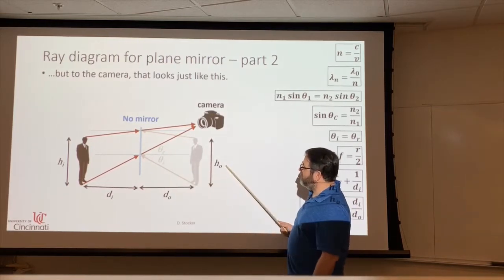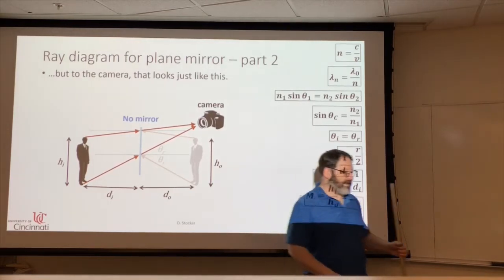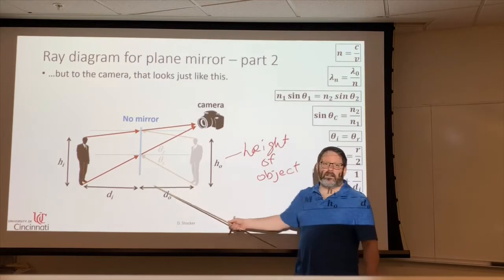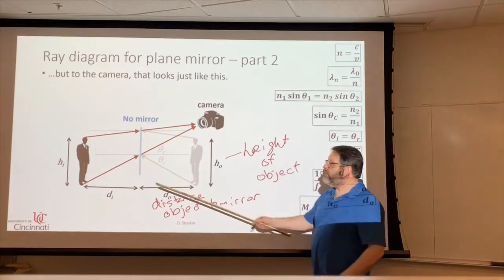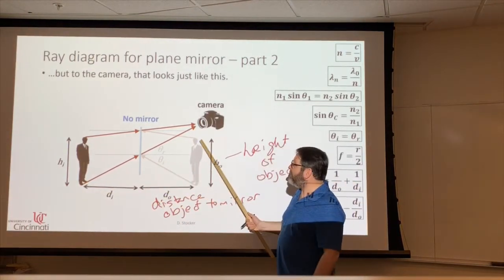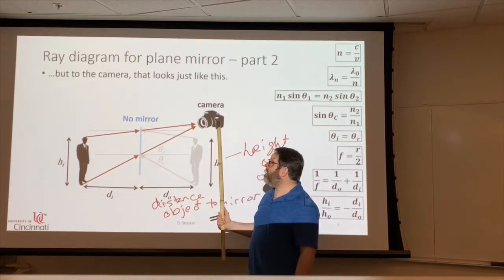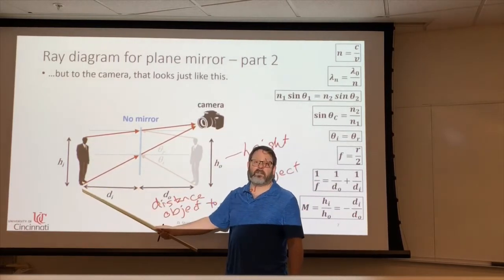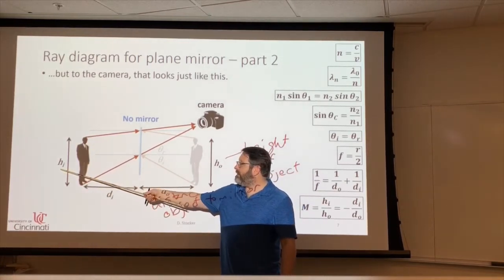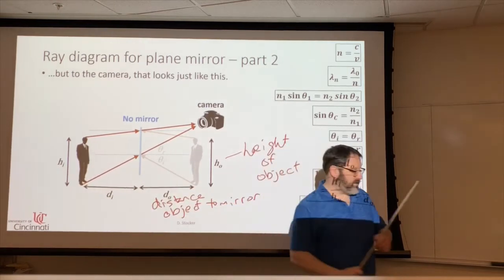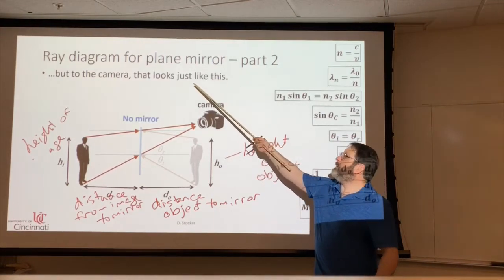And notice, this HO, that's an O, not a 0. That's the height of the object. DO, that's the distance from the object to the mirror. Then this over here, if what's really happening is a person standing here and being reflected, this is called an image. So to the camera, it appears exactly as though there was someone standing here. So there's an image of the person here. So this is the height of the image and the distance from the image to the mirror. That's what a ray diagram looks like for a plane mirror.